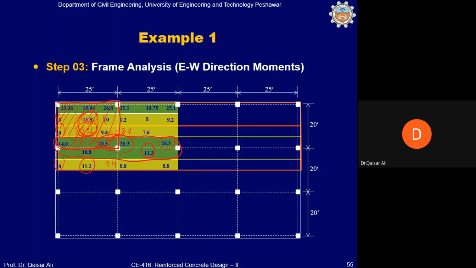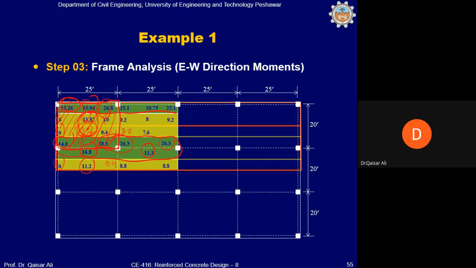and so on. If you look at the bending moment in the exterior frame column strip, the value 13.86 is very close to 14, 15.94 is very close to 16.8, and 26.8 is very close to 28.3. This means that regardless of the width of the frame, the per unit width values of the bending moment in the column strip of interior frame and exterior frame are almost the same.